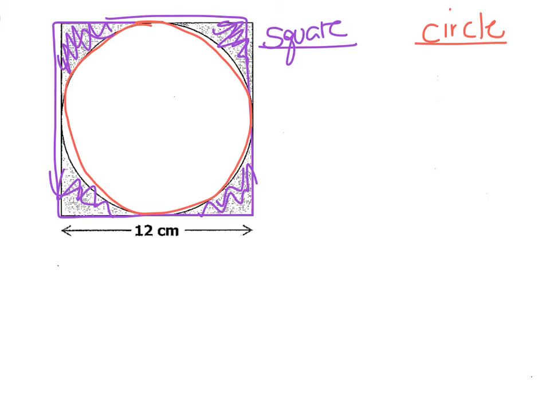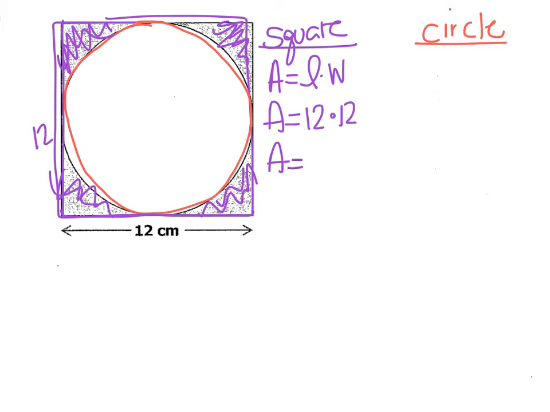So area of a square, the formula is length times width, or you could say base times height. So length times width. The length in this case is 12, and since it's a square, the width is also 12. So 12 times 12 is 144. So the area of the square is 144 centimeters squared. I'm just going to circle that.